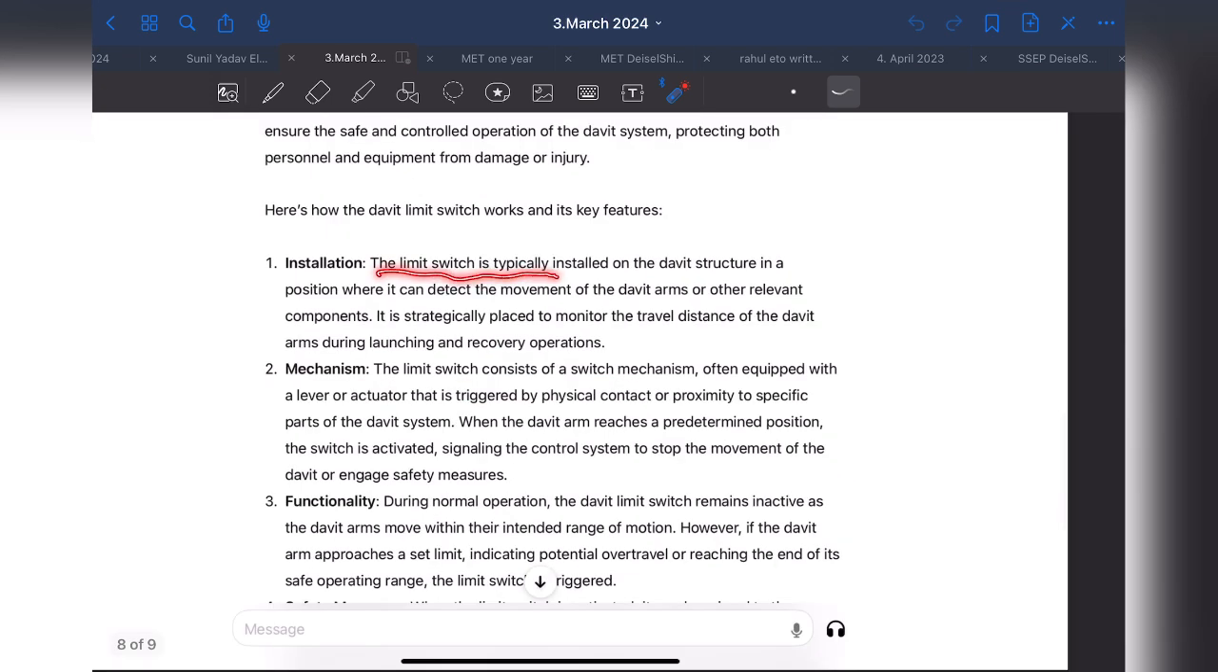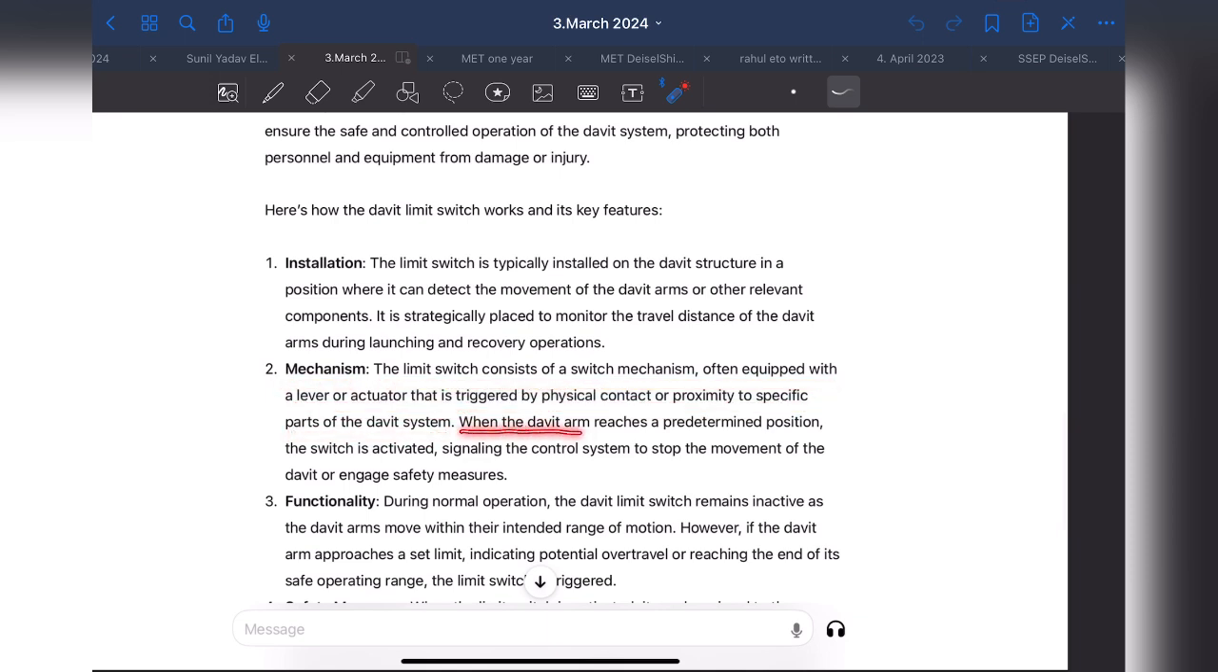The limit switch is typically installed on the davit structure in a position where it can detect the movement of the davit arms or other relevant components. It is strategically placed to monitor the travel distance of the davit arms during launching and recovery operations. Mechanism. The limit switch consists of a switch mechanism, often equipped with a lever or actuator that is triggered by physical contact or proximity to specific parts of the davit system.